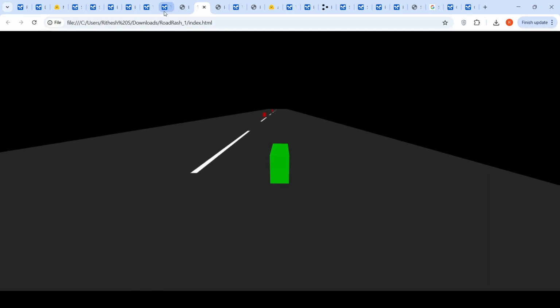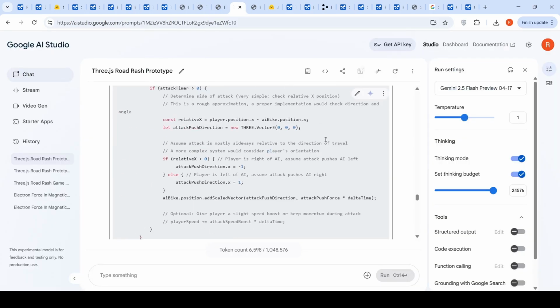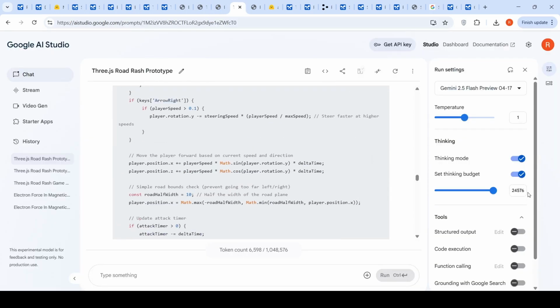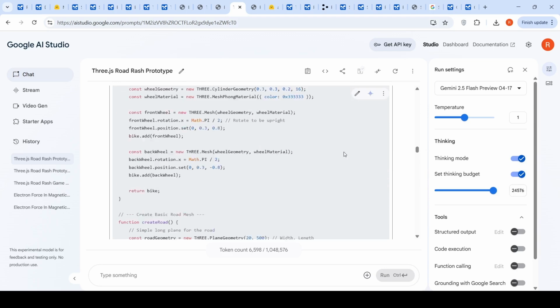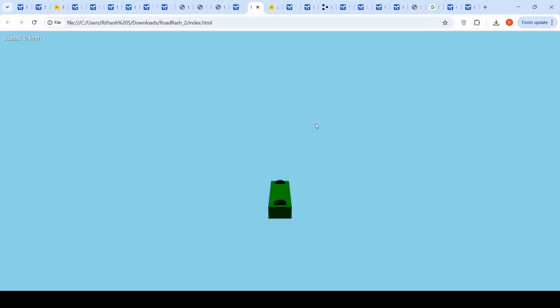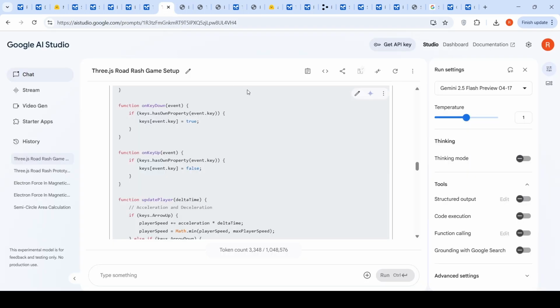Okay. So then what I did was, I increased the thinking budget to 24,576 tokens over here. I set the thinking budget to the max thinking budget, thinking mode on, and I again ran this particular prompt to generate a 3D Road Rash game. And I would say that I am actually disappointed over here. This was the output which was generated. So yeah, I find the non-thinking version to be much better.